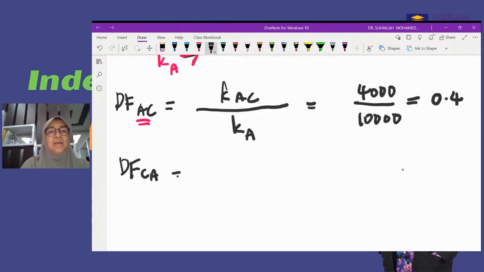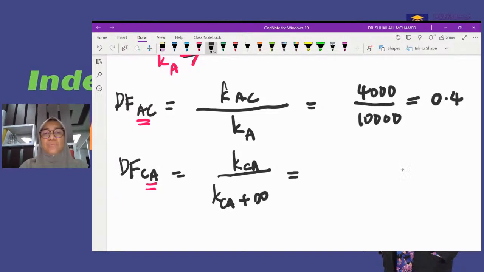Then we have DFCA. We refer back to this. It is actually KAC, but we write it as CA so that we do not confuse. So KC is KCA plus infinity, and this one we get 0, because this is fixed end.